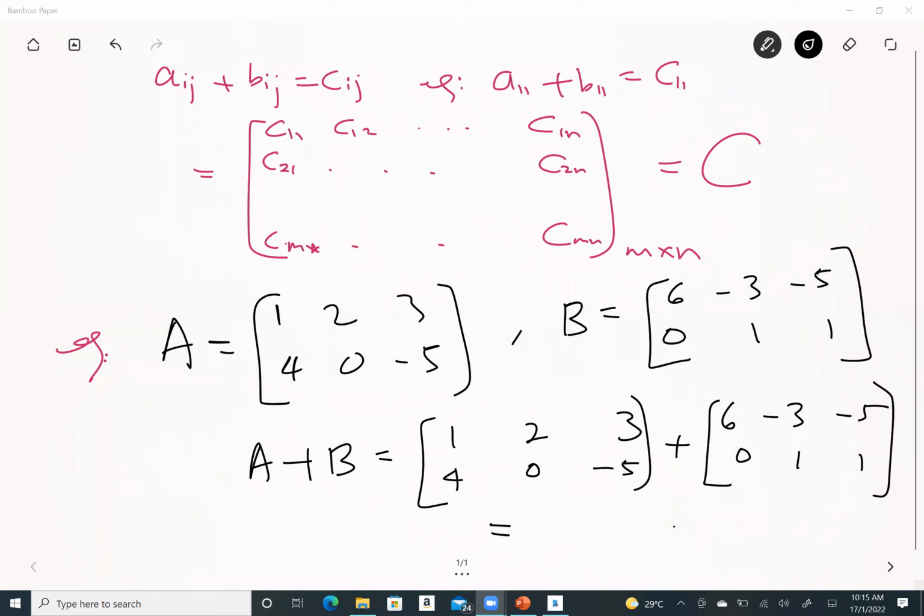Okay, you add up the corresponding element, and then you get the sum matrix. The sum matrix. So you add corresponding elements. So what do we have? You have what? Check balik. Okay.